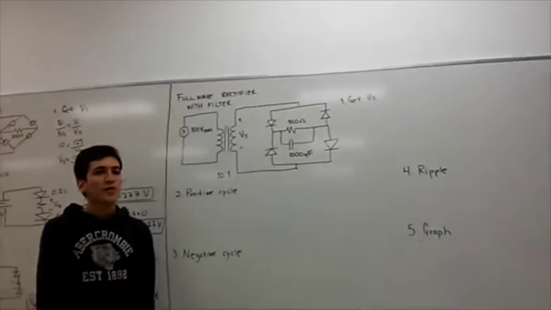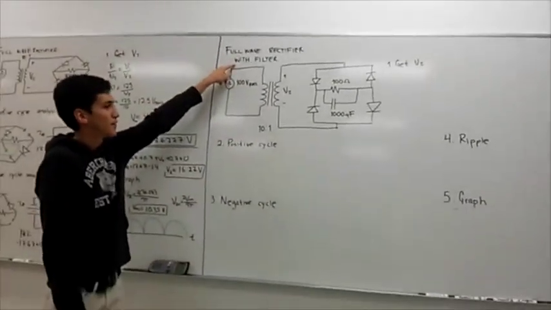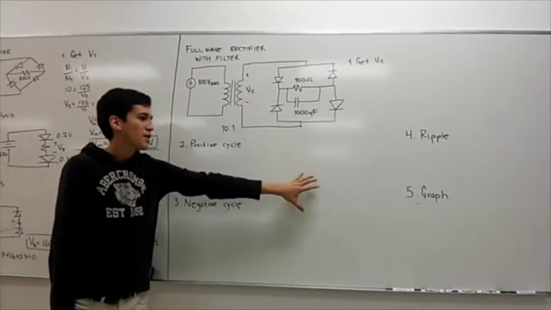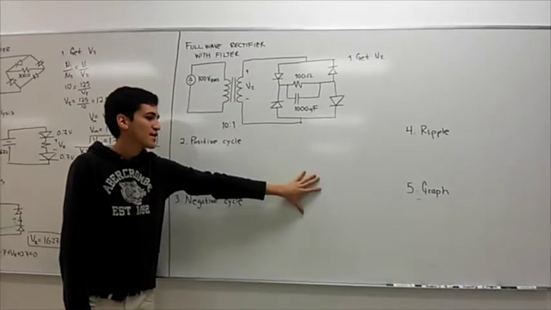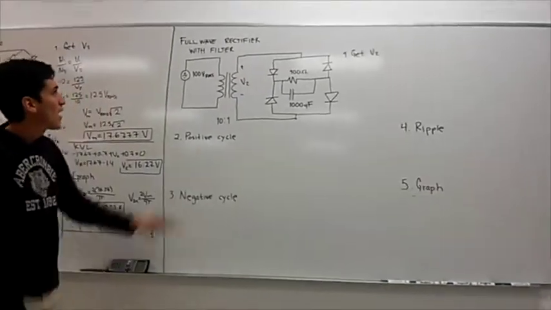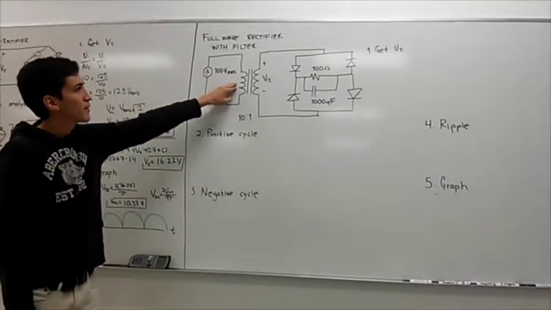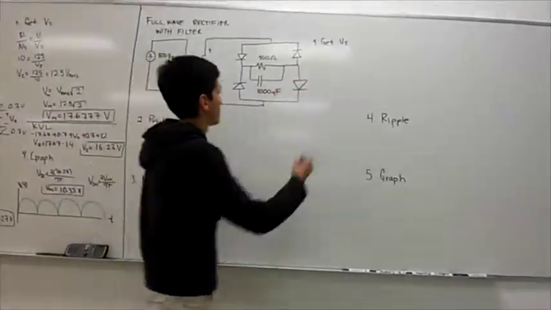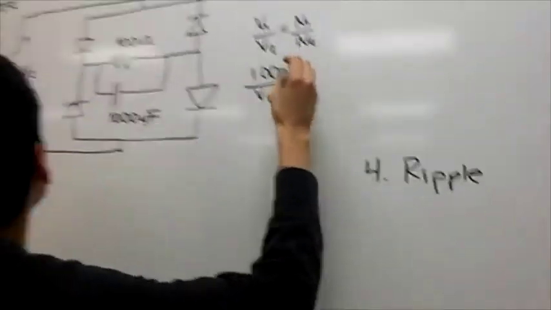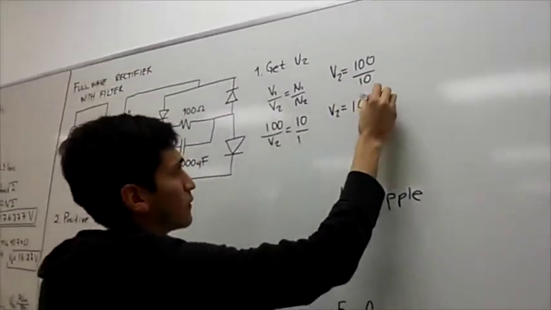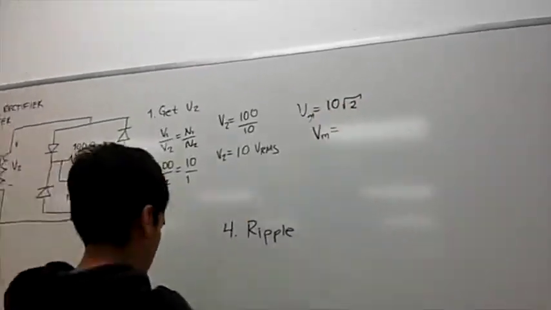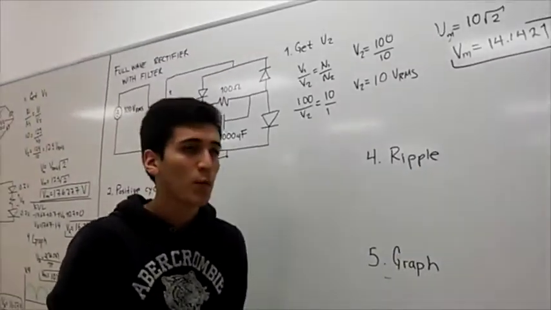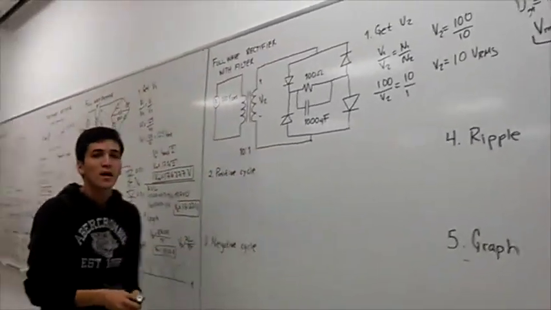To finish this tutorial, we are going to analyze a full wave rectifier with a filter. What is this filter? This filter is a capacitor that will behave, in the analysis of voltage against time, as a direct current. We have our voltage source, our transformer, a diode bridge, a resistor, and a capacitor. So the first step is to get V2. Now we have our voltage peak, that is 14.1421 volts.